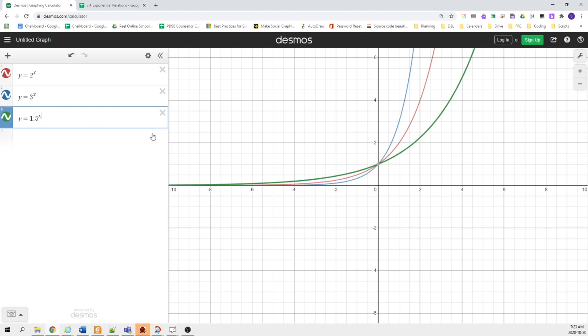Compare these three exponential functions. So we've got 2 to the power of x. 3 to the power of x seems to rise more quickly on this side of the y-axis, faster than 2, but 1.5 rises less quickly.